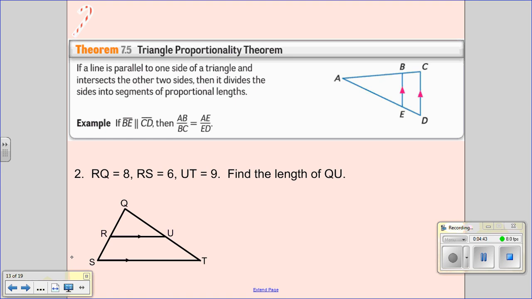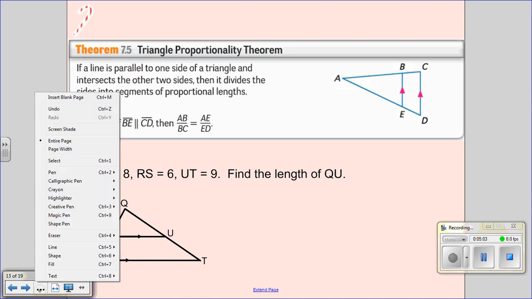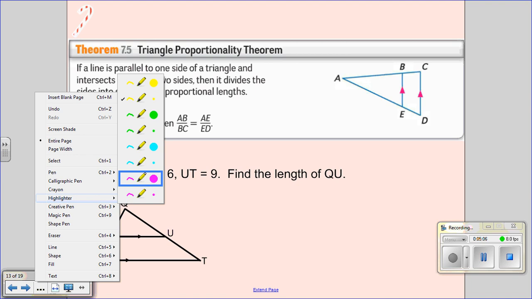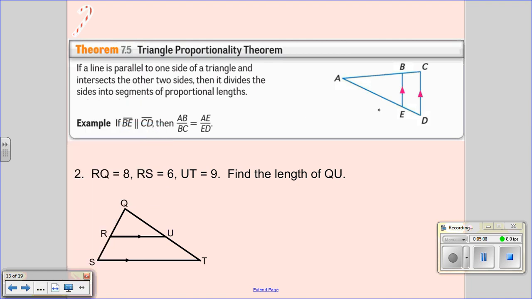Now we're going to talk about parallel lines and the triangle proportionality theorem. It says, if a line is parallel to one side of a triangle and intersects the other two sides, then it divides the sides into segments of proportional lengths. So what it's referring to is line BE on this illustration. BE is parallel to CD.